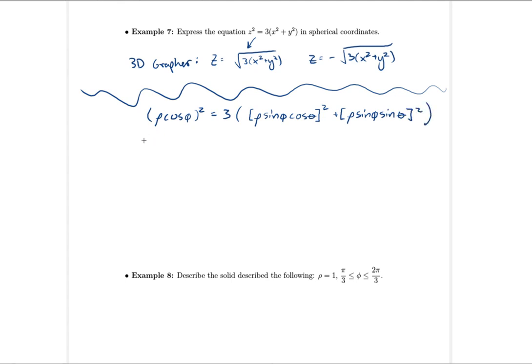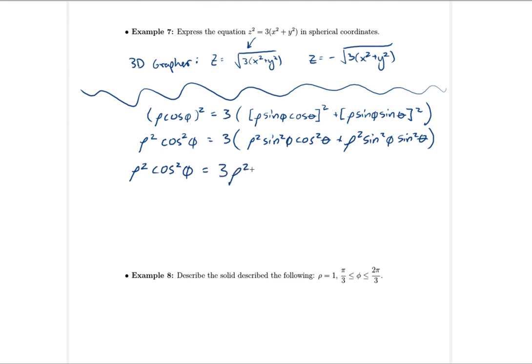Okay, so let's see what that gives us. Rho squared cosine squared phi. And then I've got 3 rho squared sine squared phi cosine squared theta. And you're looking at this and thinking, man, this is going to be really complicated. However, some nice stuff does happen. Notice that we've got a rho squared sine squared phi in both of these. So rho squared cosine squared phi.